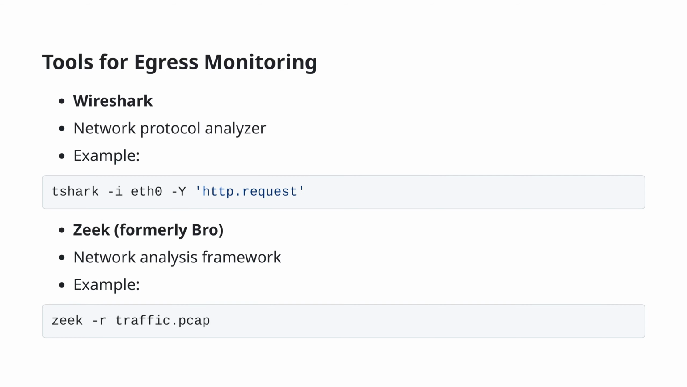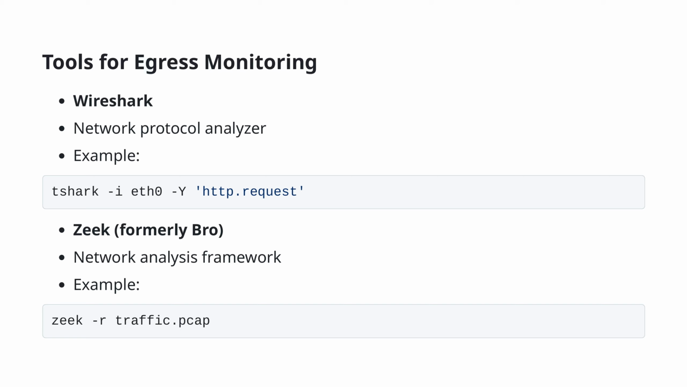On this slide, we cover some essential tools for egress monitoring. Let's start with Wireshark, a powerful network protocol analyzer. It allows you to capture and interactively browse the traffic running on a computer network. For instance, using the command tshark -i eth0 -Y http.request, you can filter HTTP requests on the selected interface.